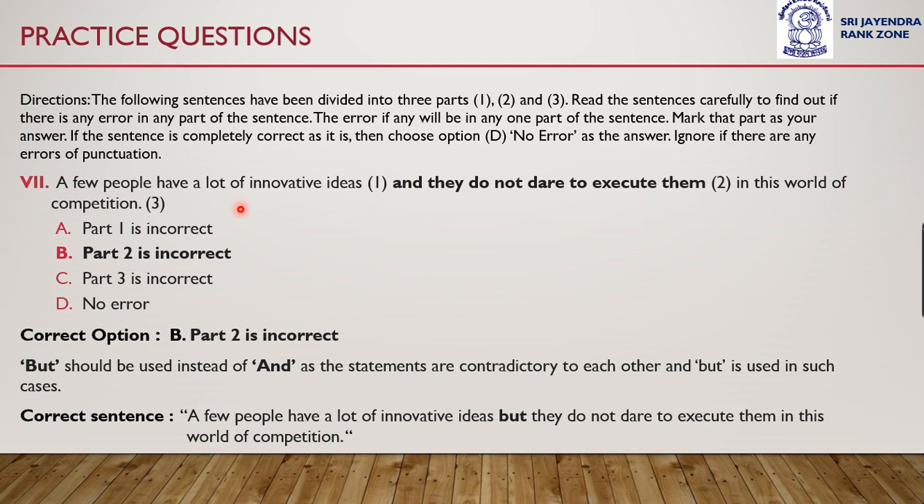A few people have a lot of innovative ideas. They do not dare to execute them in this world of competition. So, "but" should be used instead of "and" as the statements are contradictory to each other and "but" is used in such cases. The correct sentence becomes: few people have a lot of innovative ideas, but they do not dare to execute them in this world of competition. All right, let's move on to the next question.